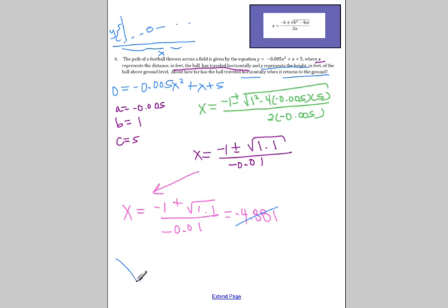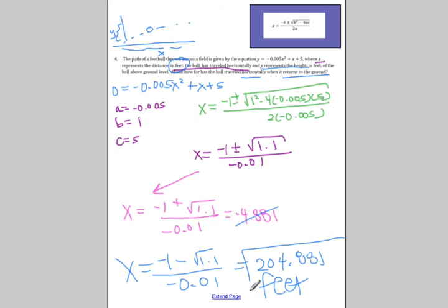Then I go ahead and I try x is equal to negative 1 minus the square root of 1.1 divided by negative 0.01. If you do that on your calculator, you get 204.881. So this one would be my answer. The distance horizontally is measured in feet, so I would label it feet. So basically what they're saying is when the ball hits the ground, over here, this distance was 204.881 feet. Okay, that is example 4. If you have questions, please let me know.